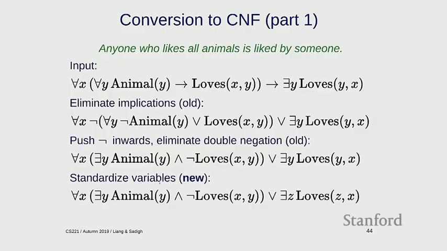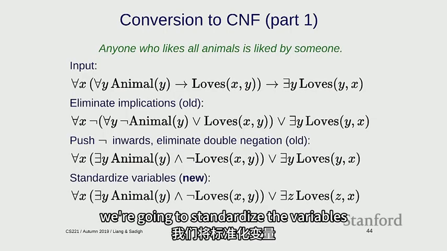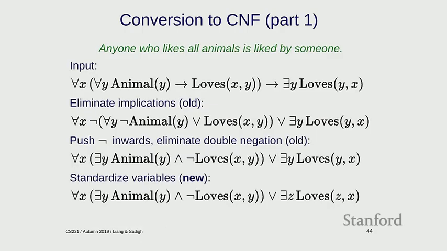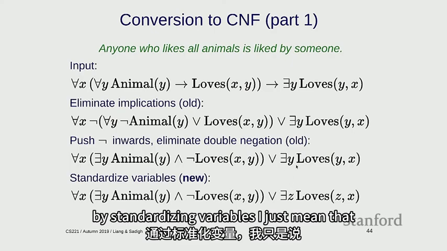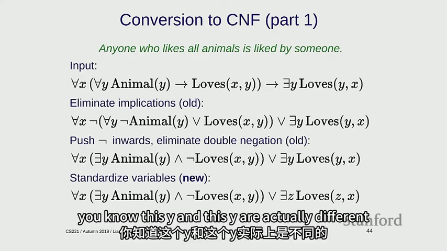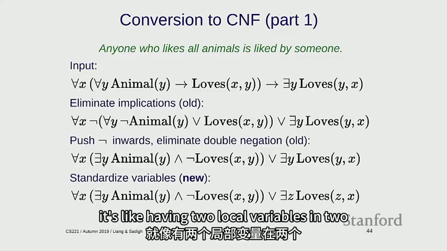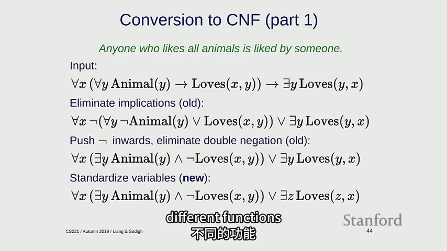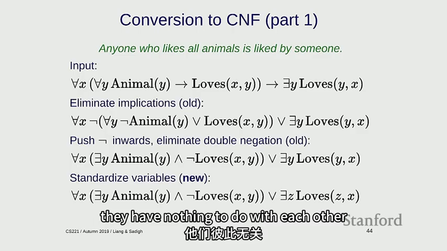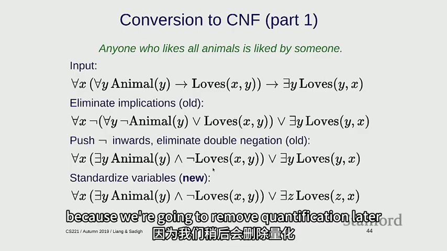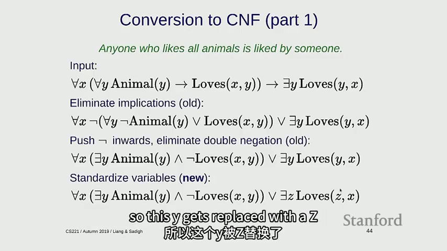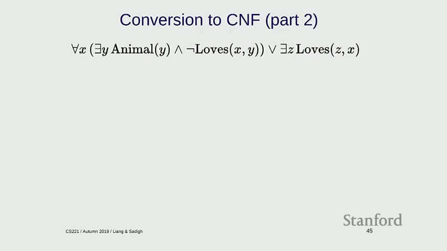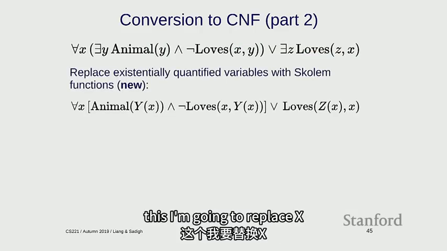And something new here is we're going to standardize the variables. This step is technically not necessary. By standardizing variables, I just mean that this y and this y are actually different. It's like having two local variables in two different functions. They have nothing to do with each other. Because we're going to remove quantification later, I'm just going to make them separate. So this y gets replaced with a z. Okay, so now I have this.